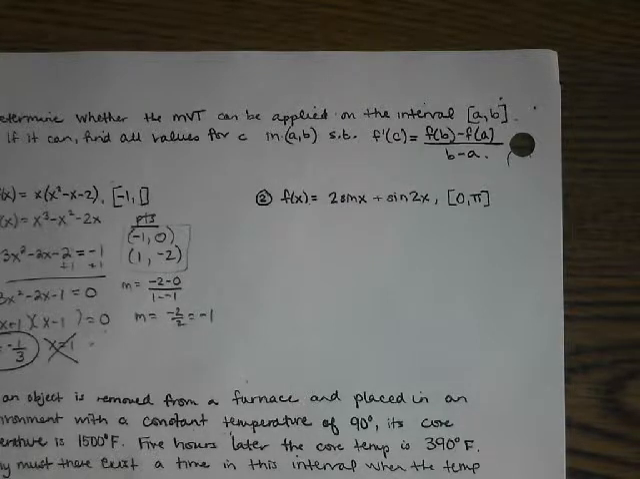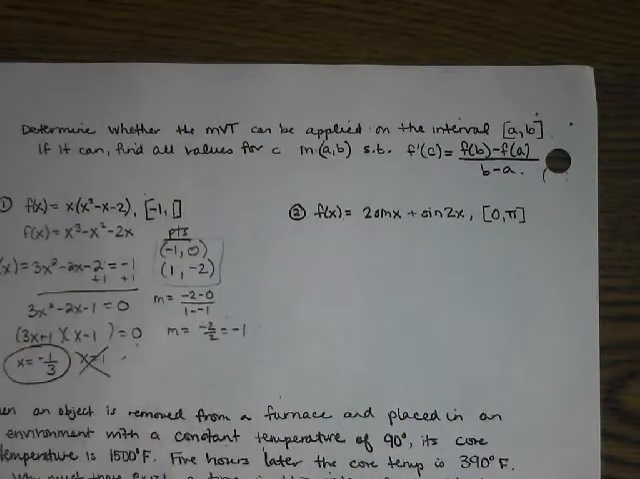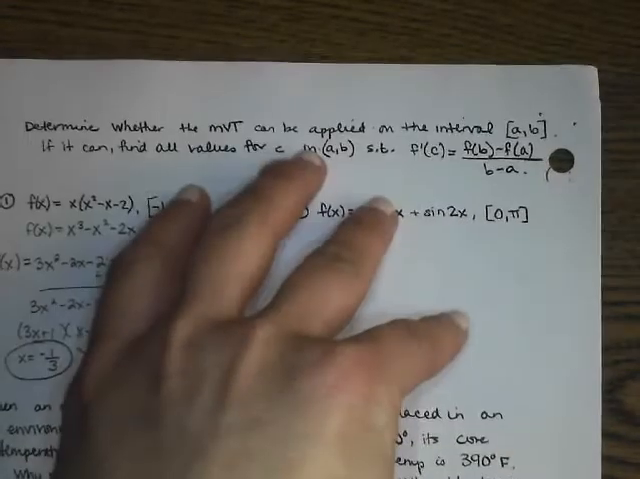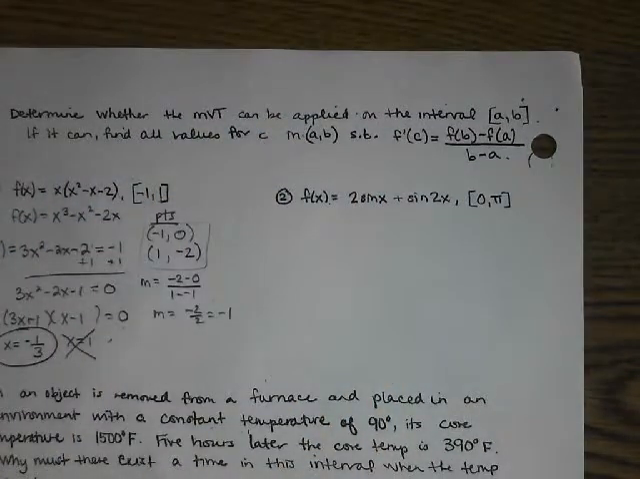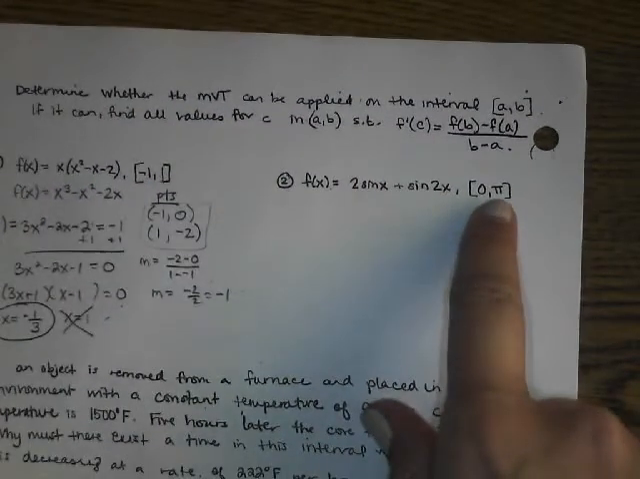It is continuous everywhere. Is it differentiable everywhere? Yes, we don't have any asymptotes, we don't have any sharp corner points on sine curves, so we're all good as far as the checklist to make sure that the mean value theorem can even be applied. Now we're going to do exactly the same thing. We first need to find the average rate of change from 0 to pi, and then we need to set our derivative equal to that. So take a minute and do this one on your own.